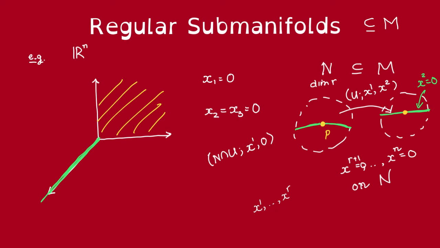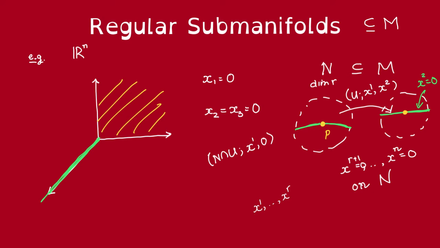Note that we also accept the case when N is defined by the vanishing of none of the coordinate functions. In that case, N is just a regular submanifold of full dimension. What we mean is that an open subset of a manifold is a regular submanifold of the same dimension. Note that a regular submanifold has to have the subspace topology.